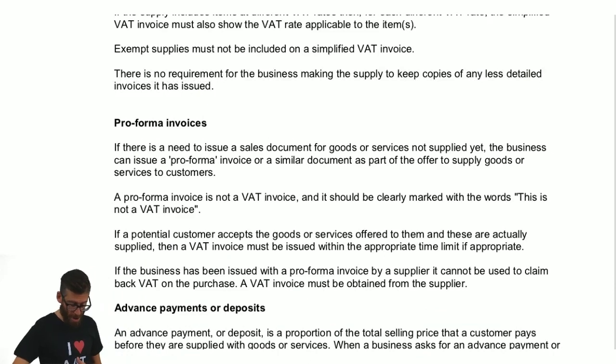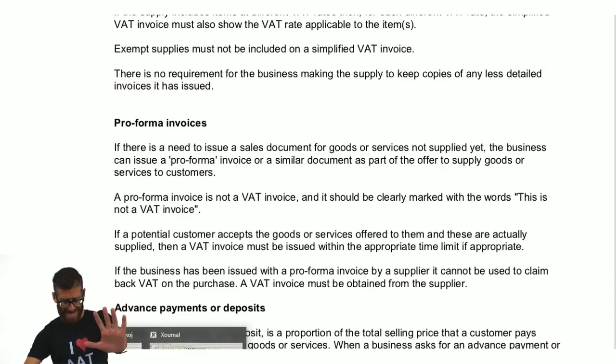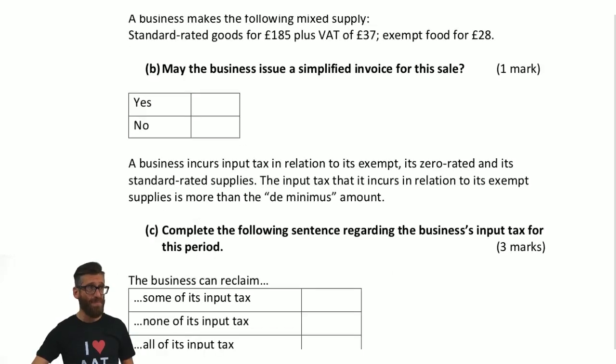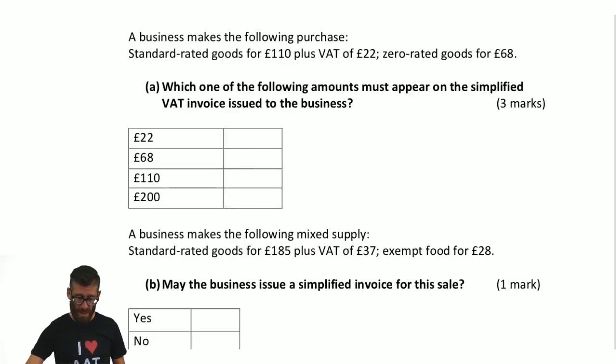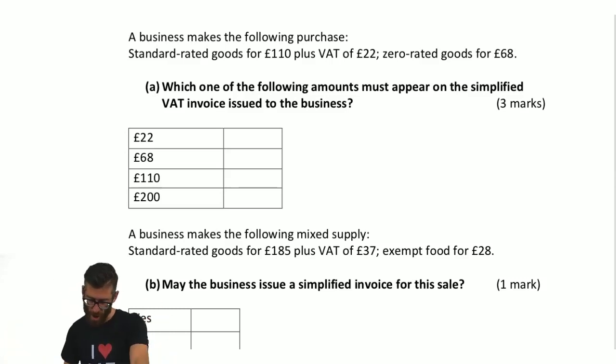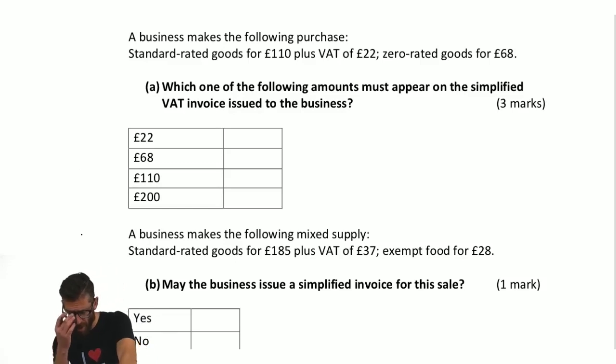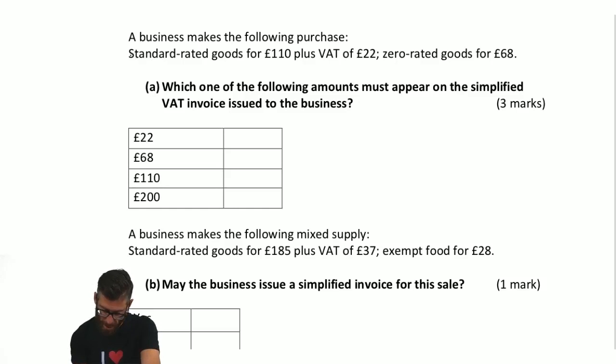Now, assessment task 2, let's take it from the top. It's broken down into 5 different pieces, 5 different requirements. Now, I'm going to go through each one carefully, and I'm going to give you a bit of the background, and then we will apply. So, the very first task, a business makes the following purchase: standard rated goods. Standard rated is the normal rate, so goods that are not exempt or not 0 rated. Standard rated goods, for £110 plus VAT of £22.